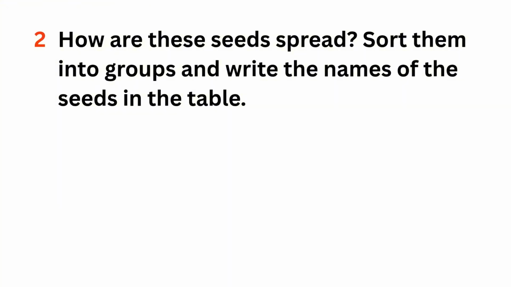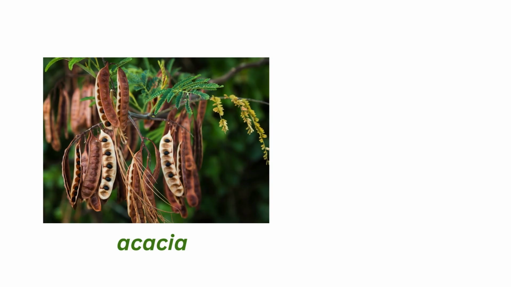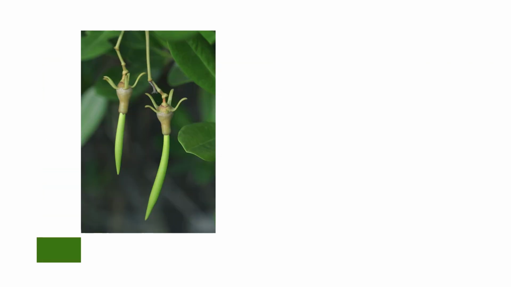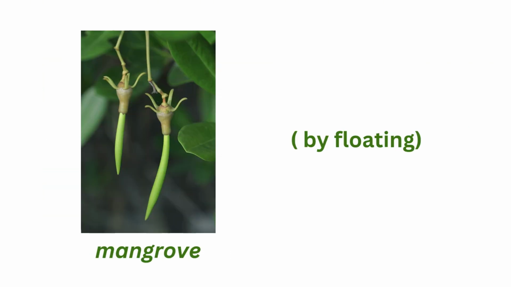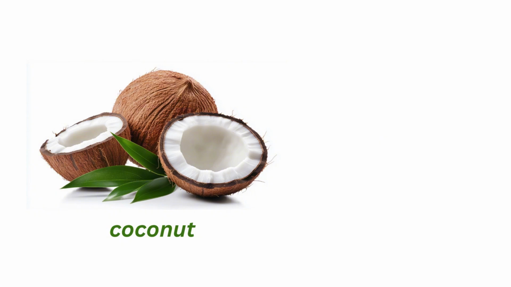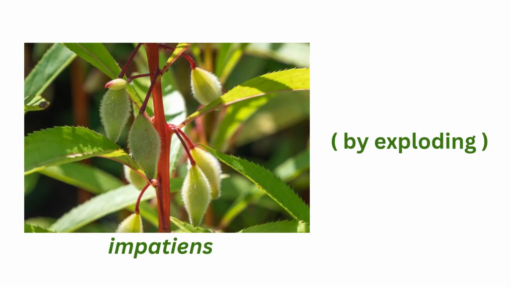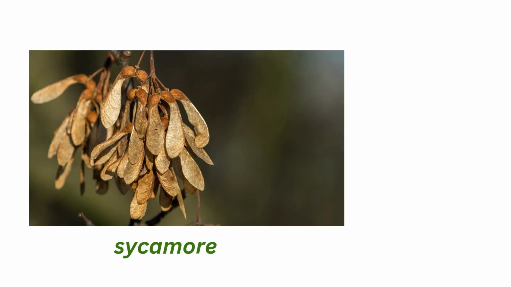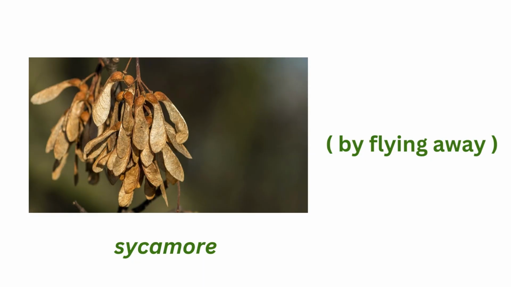Question number 2. How are these seeds spread? Sort them into groups and write the names of the seeds in the table. Acacia by exploding. Mangrove by floating. Coconut by floating. Impatiens by exploding. Sycamore by flying away.